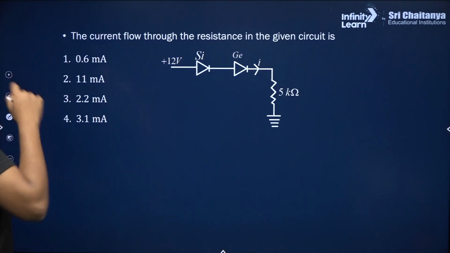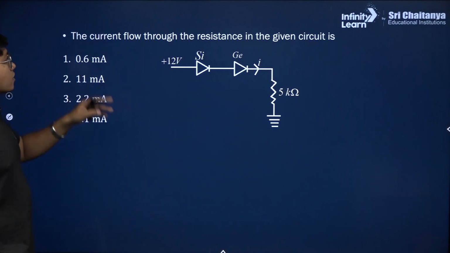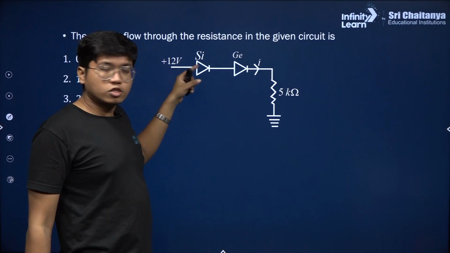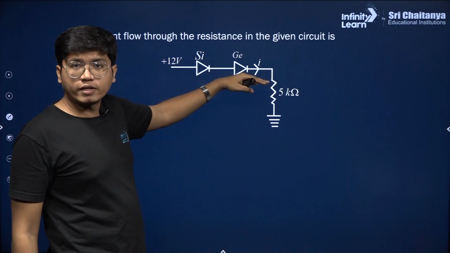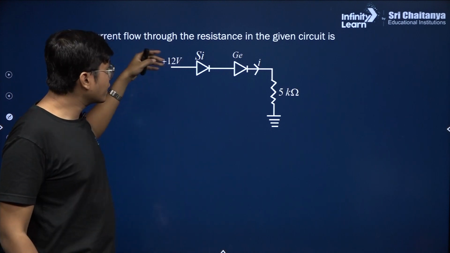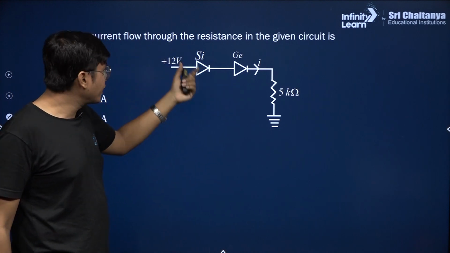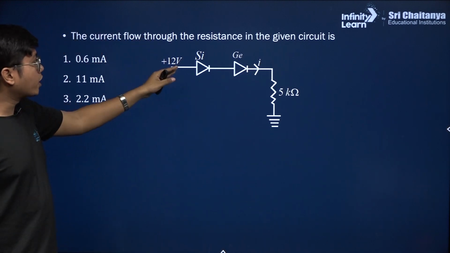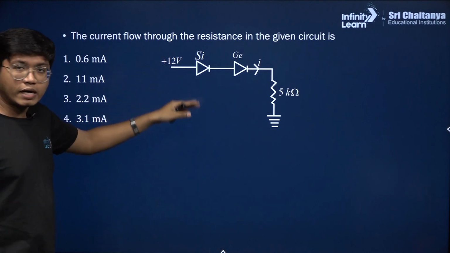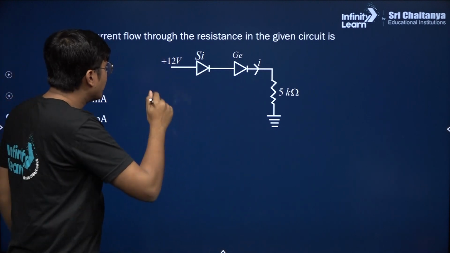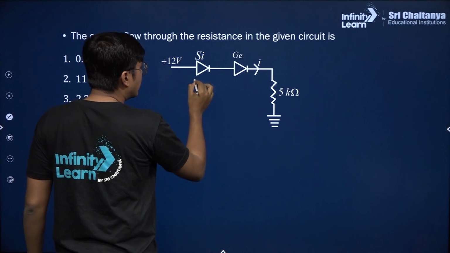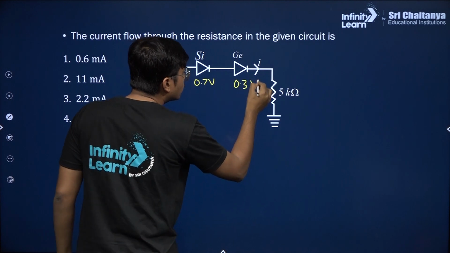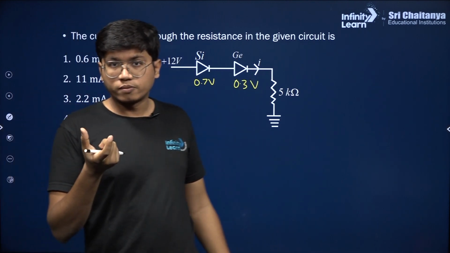Next question says that the current flow through the resistance in the given circuit is. So here you apply 12 volts, here is ground, so here it is 0 volts and your current is flowing, it's all forward biased over here, right? It's moving in this direction and there would still be the potential drop across each of them when they are forward biased in this way, and in that case you would still have a potential drop across the silicon of 0.7 volts and across the germanium 0.3 volts. We know these values, these are the barrier potentials of these diodes.